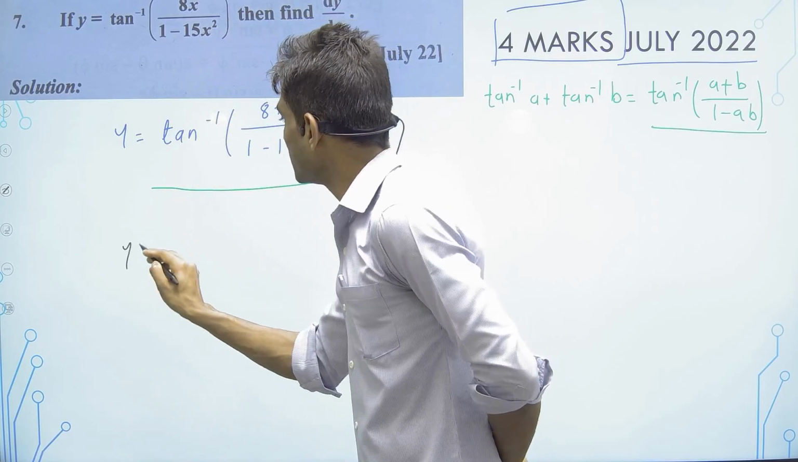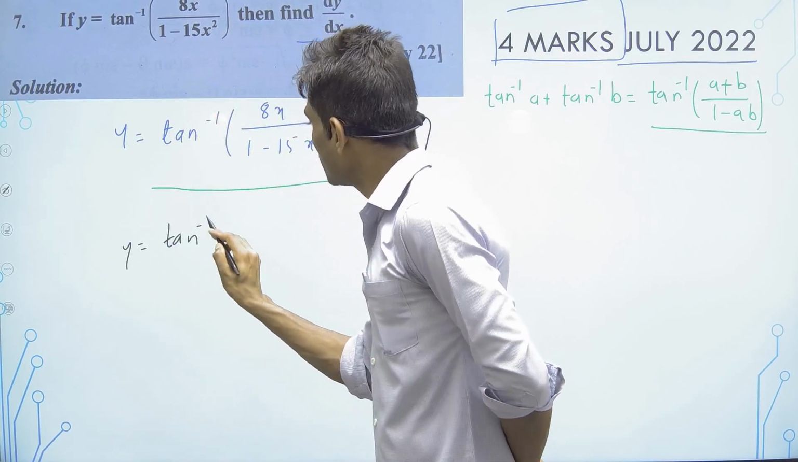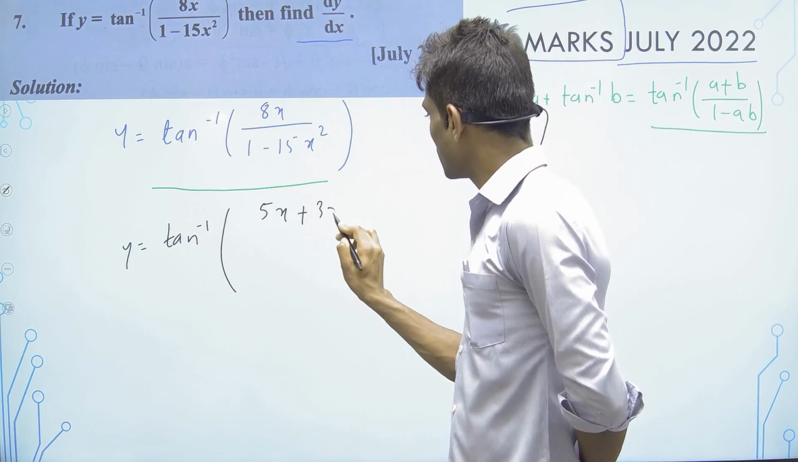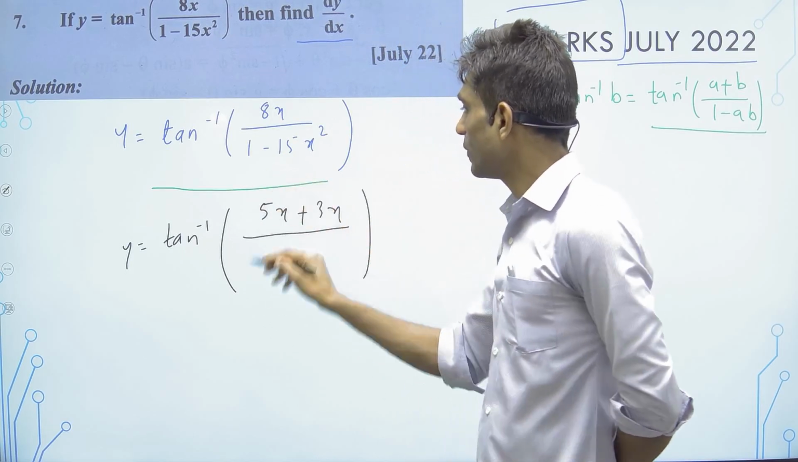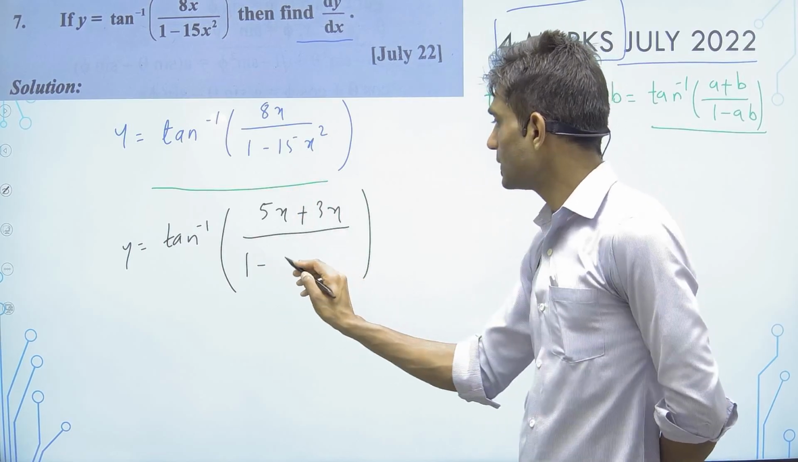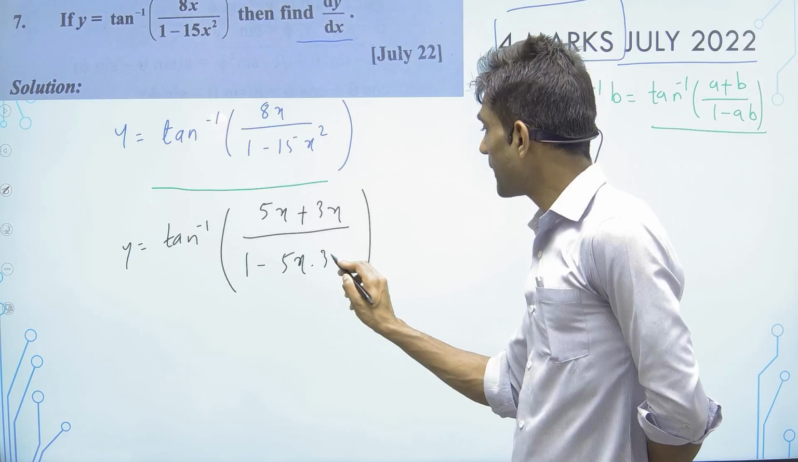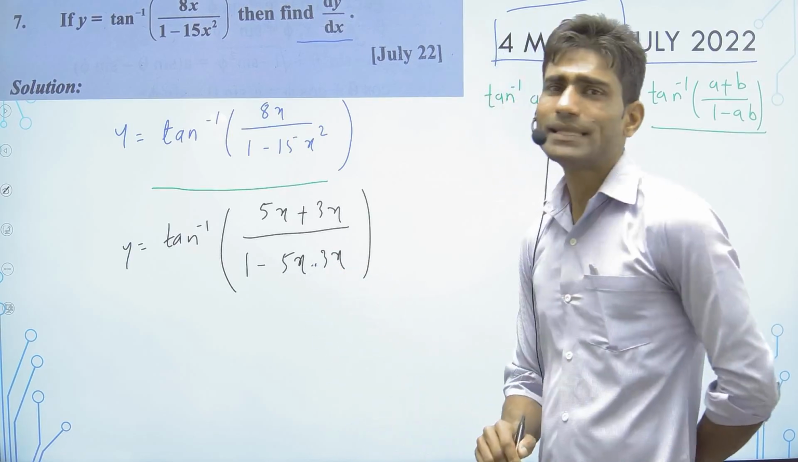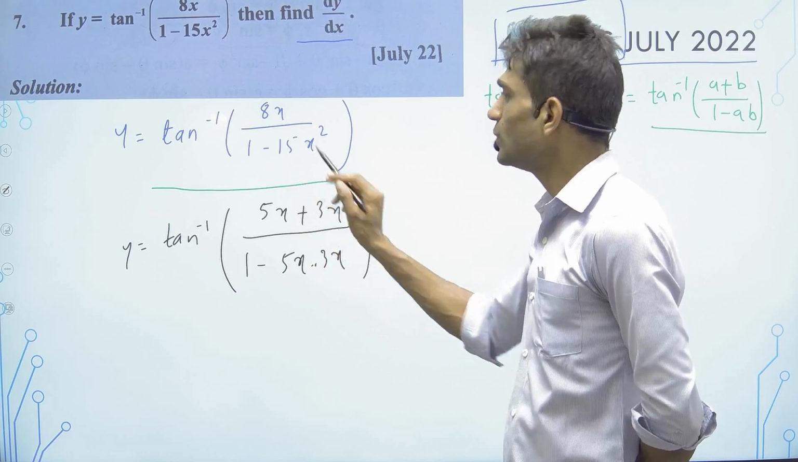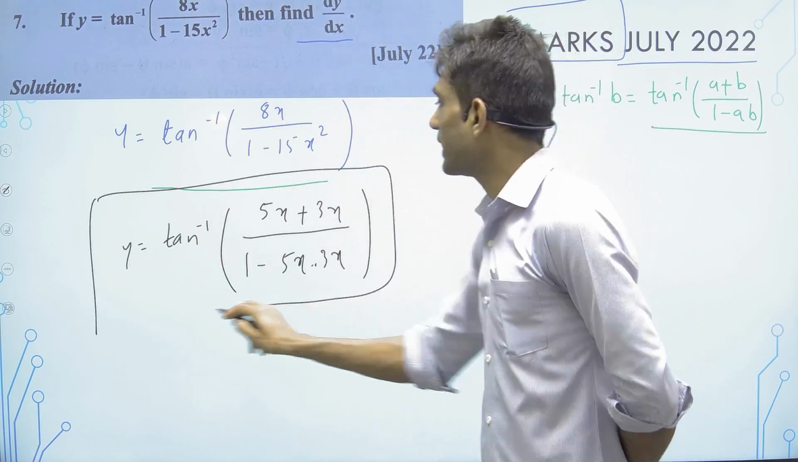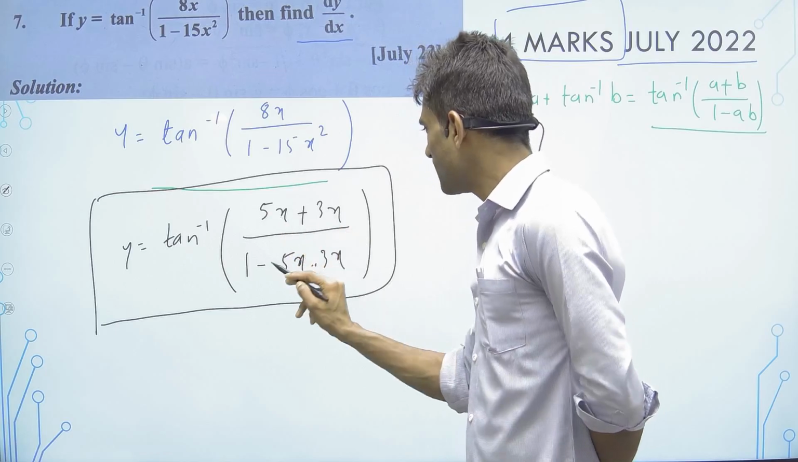So y, which is equal to tan inverse of 8x, can be written as 5x plus 3x. Okay, 8x I have written as 5x plus 3x, and 1 minus 15x square can be written as 1 minus 5x multiplied by 3x, that is a multiplied by b. So 5x into 3x gives 15x square. This is the value for y which I found here.